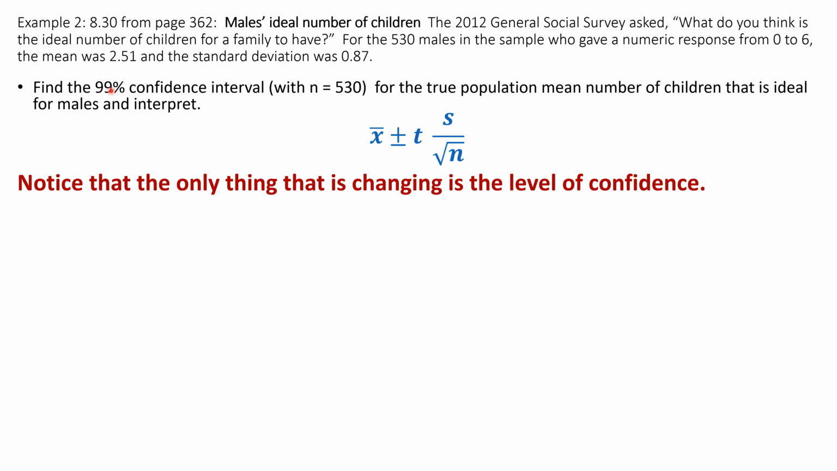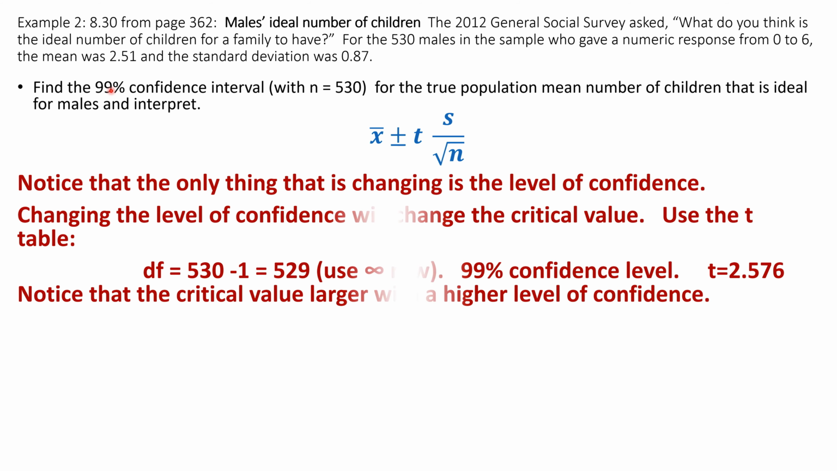We may change the level of confidence to 99%. Notice that the only thing that is changing is the level of confidence. Changing the level of confidence will change the critical value. So when we use the t-table, we will still use the infinity row, but we are looking for the 99% confidence level. And the t-critical in this case is 2.576. Notice that the critical value is larger with a higher level of confidence.